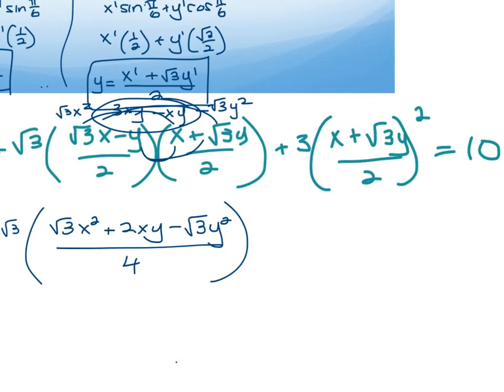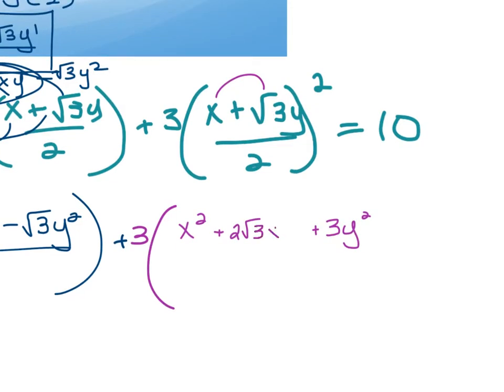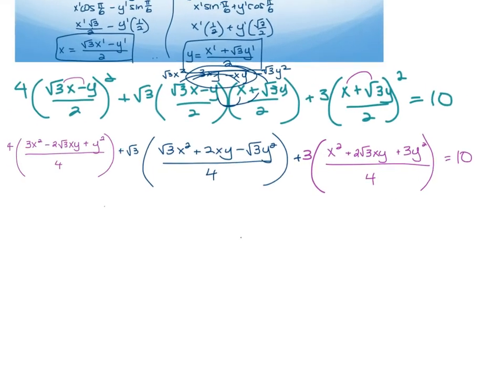And then I go to the last one, and again, it's a binomial squared, so I can use the shortcut. X squared is the first term. A positive 3y squared is the last term. Multiply these together and double it. It's positive 2 root 3xy all over 4 equals 10. Don't forget your constant on the other side.